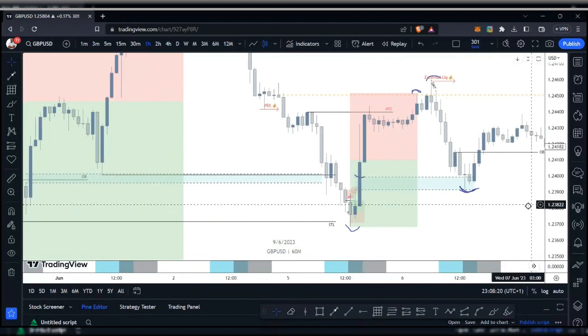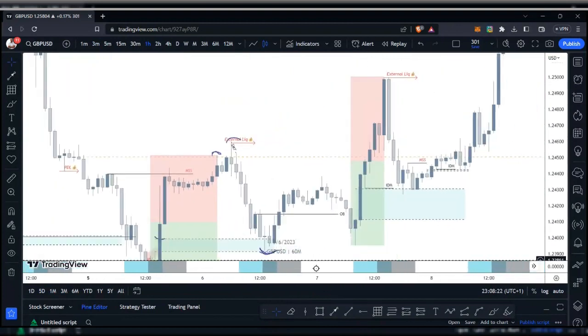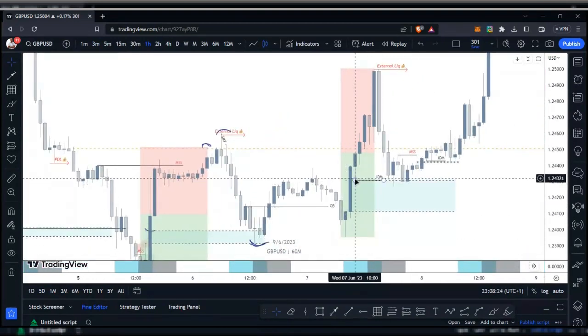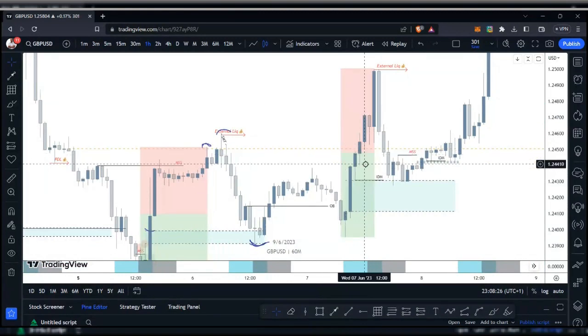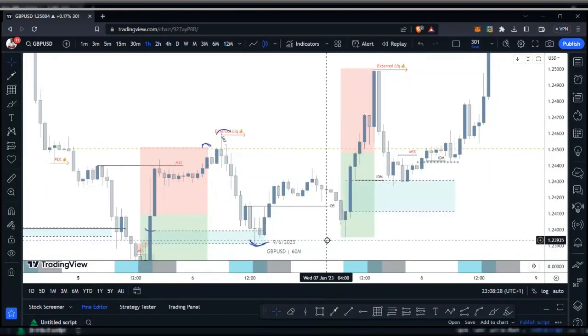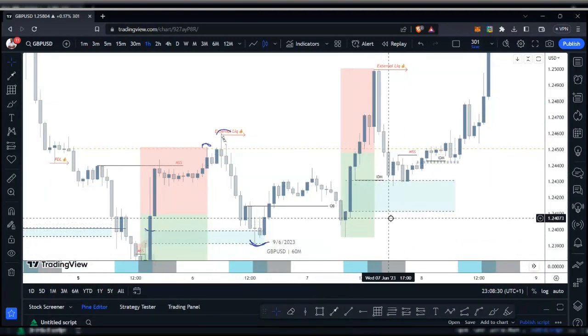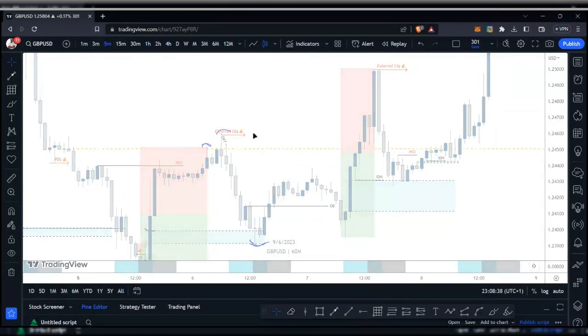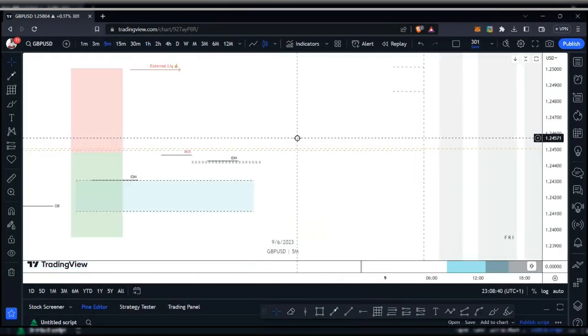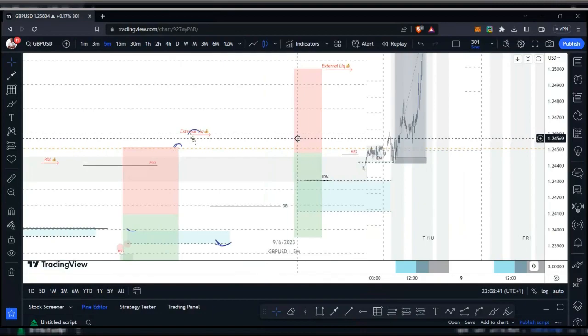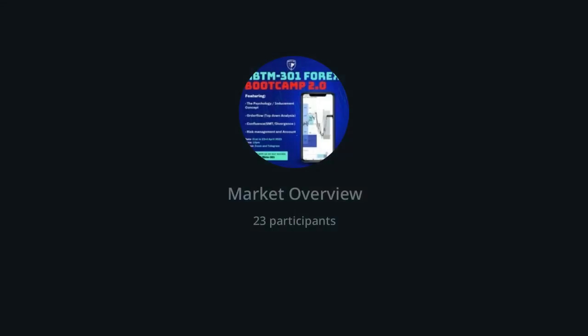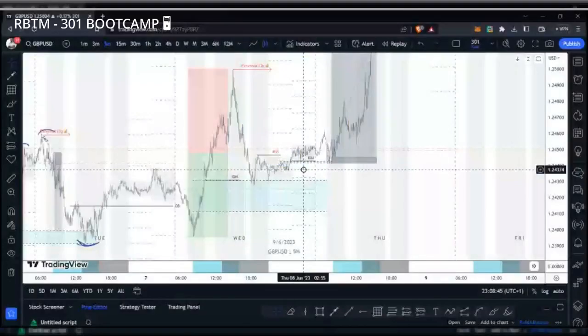So it's not as if I'm just doing my thing. You can say that this low, this low, is kind of an internal liquidity. Yeah? So we took the internal liquidity there on Wednesday or on Thursday morning. Now we are trying to look for our play.